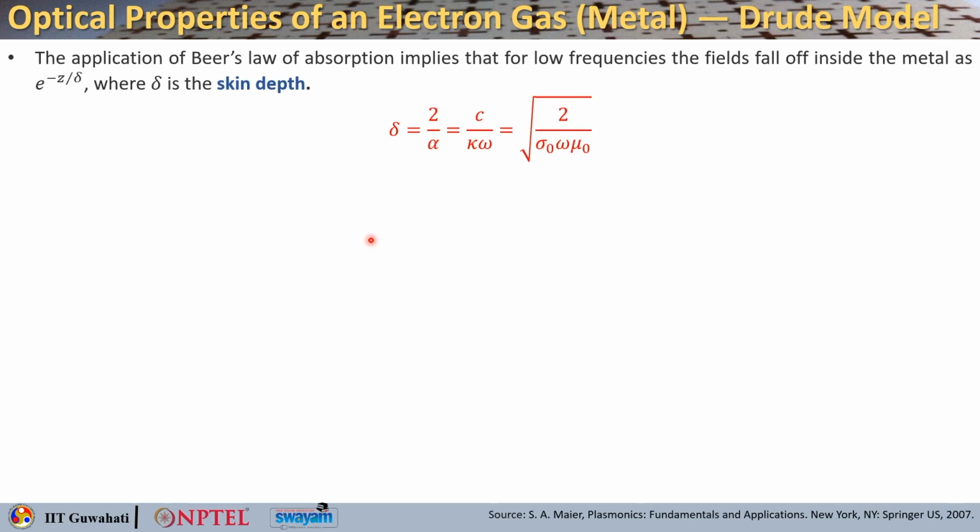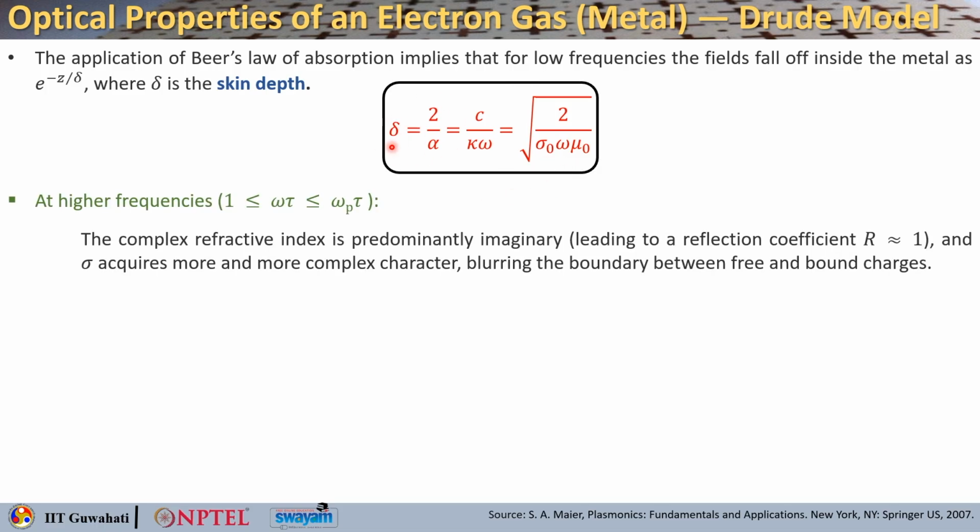Now, the application of Beer-Lambert's law of absorption would imply that for low frequencies, the field will fall off inside the metal following an exponential decay given by e to the power minus z by delta. Delta is nothing but the skin depth. So, delta is related to the absorption that we have seen earlier. So, delta is 2 by alpha, which is also written as c divided by kappa omega, and it can be given as square root of 2 divided by sigma naught omega mu naught. So, this is the skin depth, right.